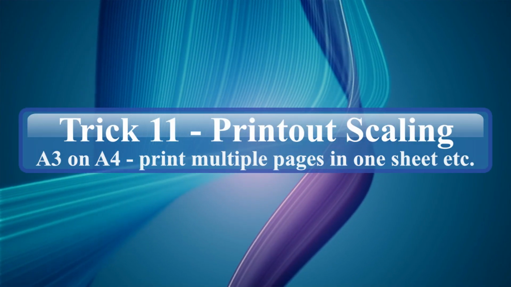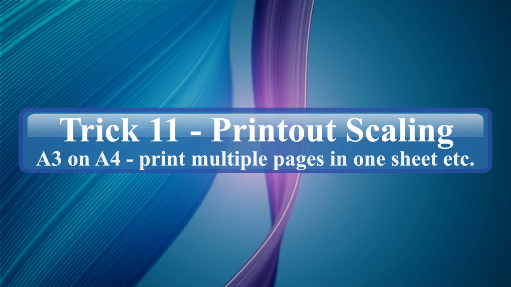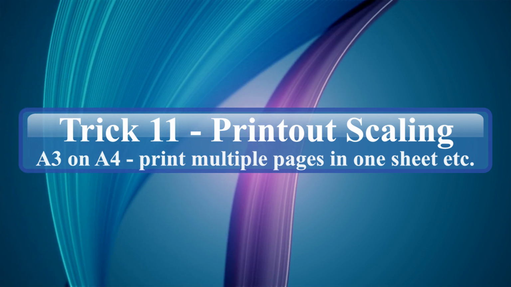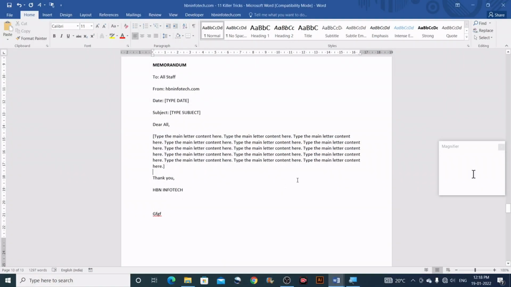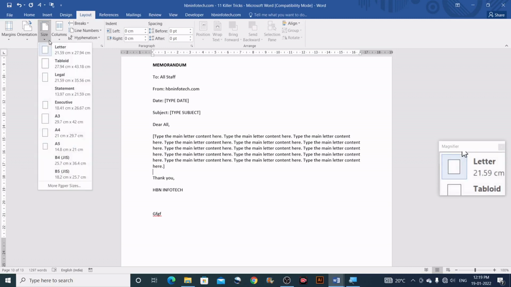Trick number 11 is about printing A3 size paper on an A4 page and printing multiple pages in one sheet. Actually speaking, Microsoft Word has options that let you enlarge or shrink your print output. Now let us see how to enlarge or shrink the print output. Before that, let us check what is the current paper size. To check the paper size, you can go to the layout and then click on this option and see which option is highlighted here. So I think this is a letter size.